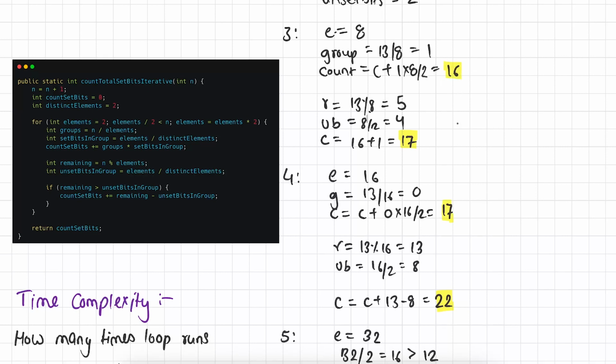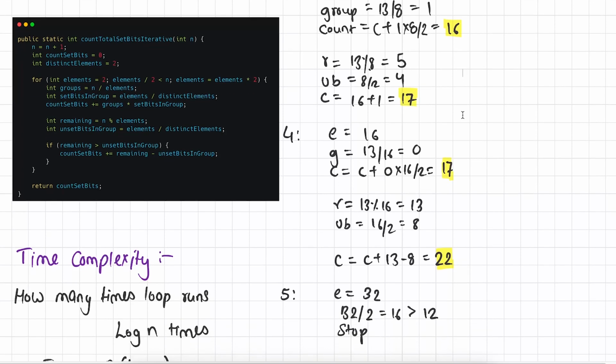Now let's count the remaining elements. Remaining elements are going to be 13 modulo 8, that is 5. And unset bits are 8 divided by 2, that is equal to 4. This time remaining is greater than unset bits. So we count how many set bits are there. Set bits are going to be 5 minus 4, that is 1. So count is going to be the previous count 16 plus 1, that is equal to 17. Okay. So the third position is done so far.